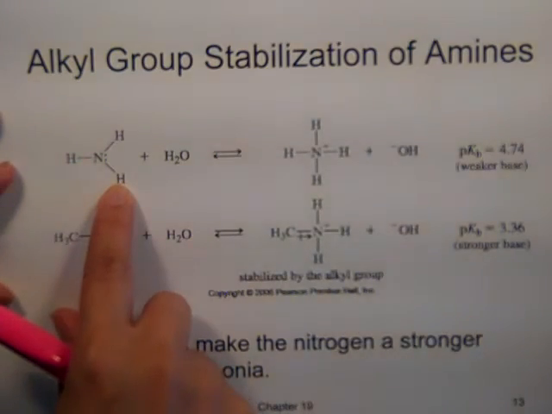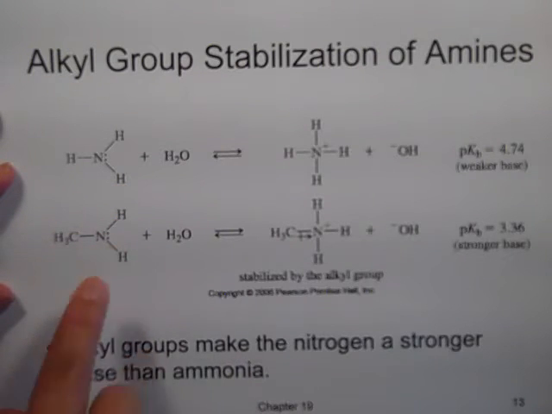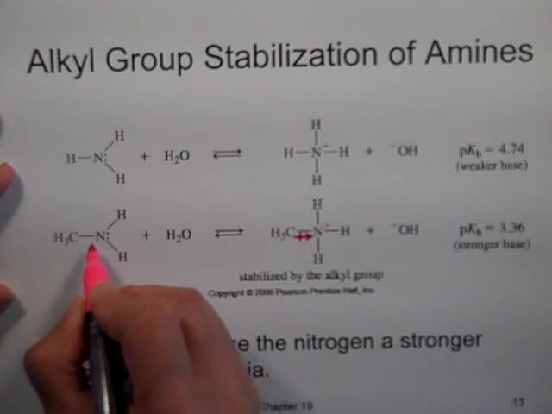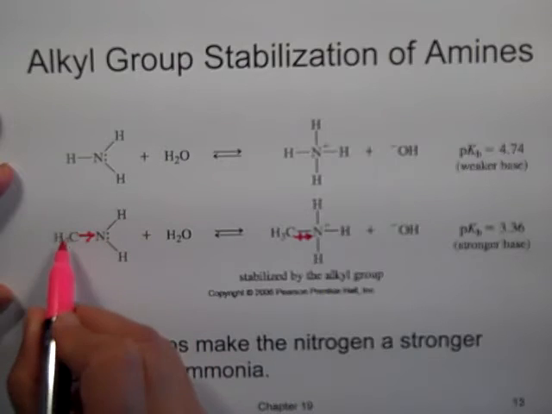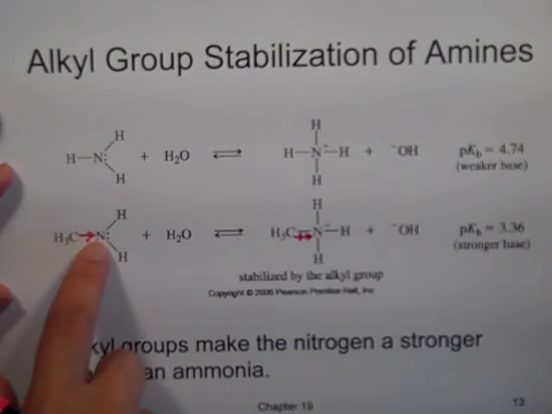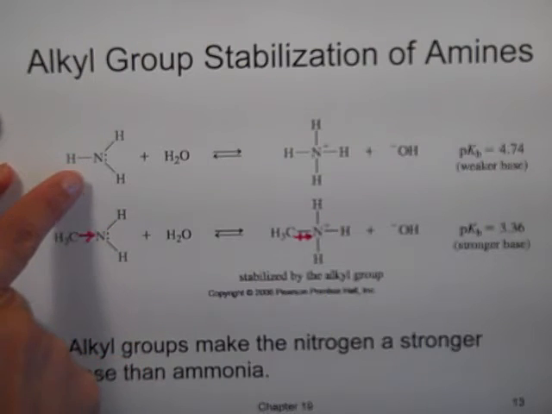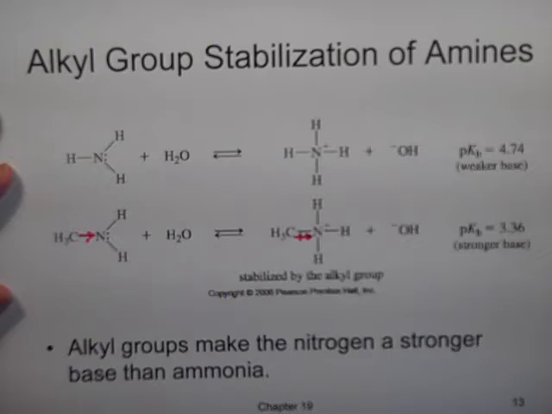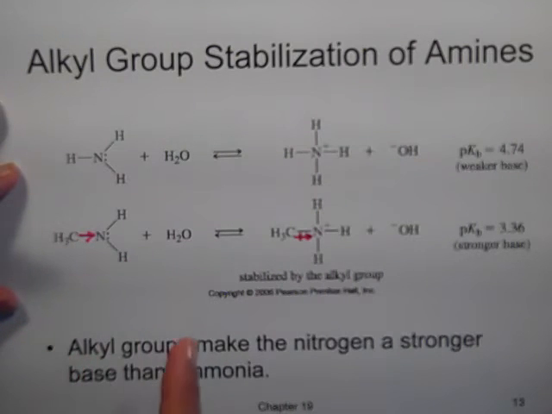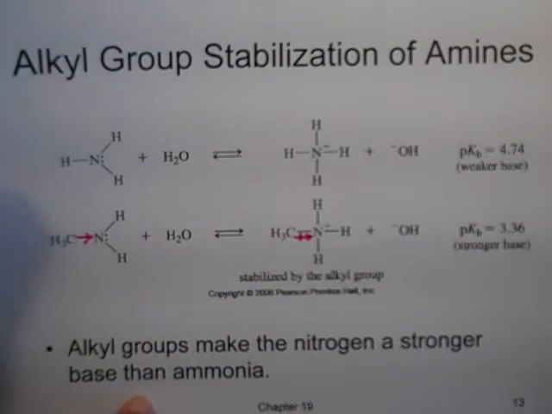So I have ammonia right here, and I have the methylamine. And again, the methylamine acts, the methyl can donate electron density to the nitrogen. It's donating through that single bond, so it's an inductive effect. And that makes this nitrogen more electron rich than the original nitrogen of the ammonia. And of course, if it's more electron rich, it's going to be basic or be nucleophilic much better than the ammonia.